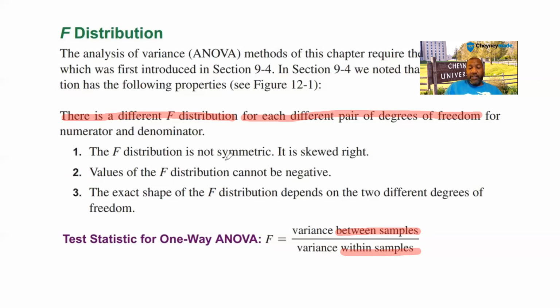So that's what the pair is. Some facts about this. The F distribution is not symmetric, which is what I talked about. A normal distribution is not appropriate. It's skewed right. Another thing is the F distribution cannot be negative. So if you get an F value that's negative, you did something wrong. Something else is that the exact shape of the F distribution depends on the 2 different degrees of freedom.